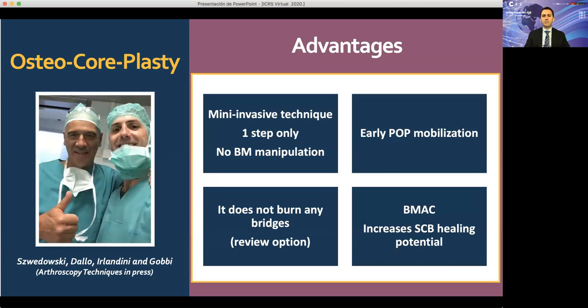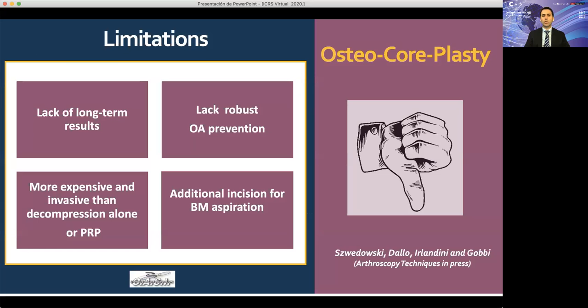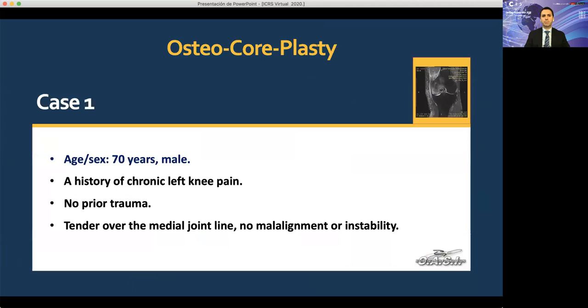The advantages: this is a minimally invasive technique, only 1 step with no bone marrow manipulation. It does not burn any bridge, you can review the process, and early post-op mobilization. Of course, we have limitations: lack of long-term results, lack of robust knee OA data, and this is more expensive than a decompression alone or PRP.